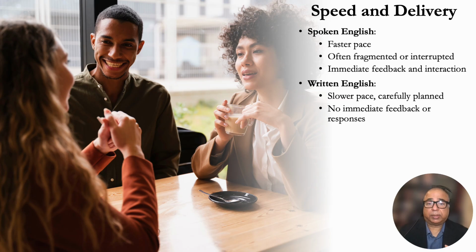Okay. Speed and delivery. When people speak, they speak very fast. They speak so fast, and especially for you, a student who's learning English as a second language, it's hard for you. You could say, could you please speak slowly? You're speaking too fast. I don't understand what you're saying. And in spoken English, you can ask for clarification. You say, I don't understand. Can you say that again? I'm still confused. I'm not sure if I'm following you. Can you give me an example? People give you an example. You say, oh, okay, now I understand.